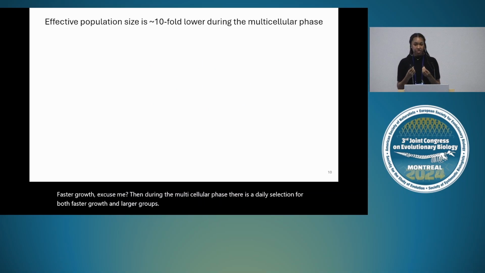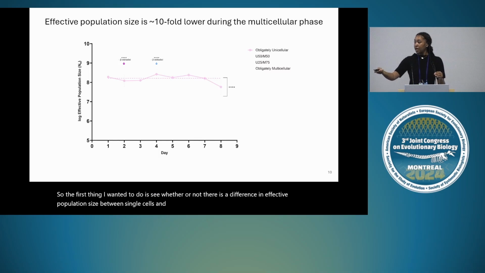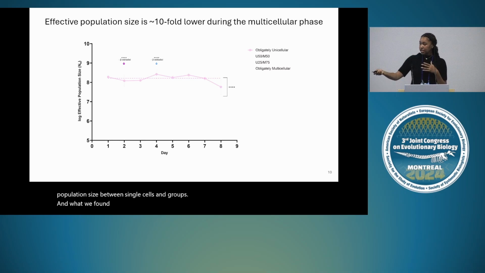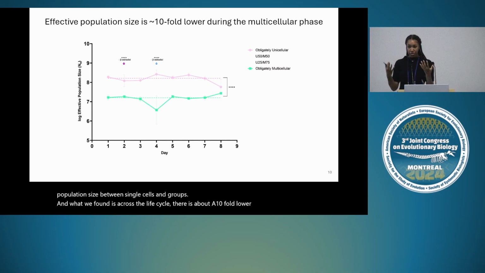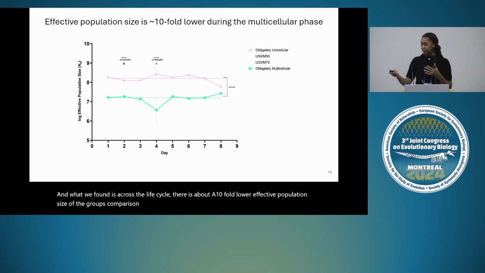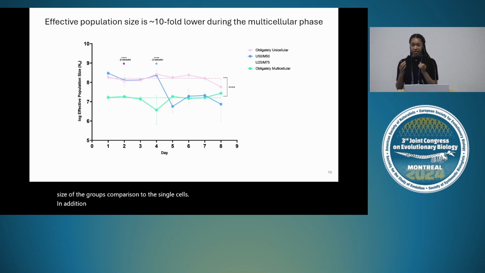So the first thing I wanted to do is see whether or not there is a difference in effective population size between single cells and groups. And what we found is across the life cycle, there is about a 10-fold lower effective population size in the groups in comparison to the single cells. In addition, the facultative multicellular life cycles follow the distribution of the stage that they are in.